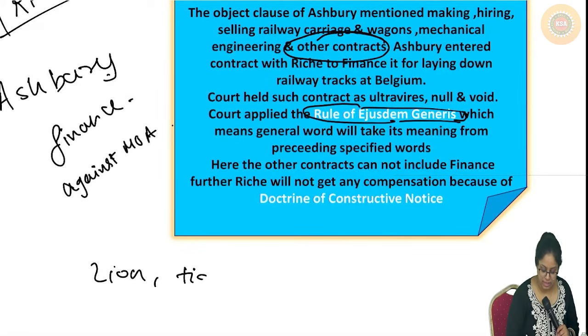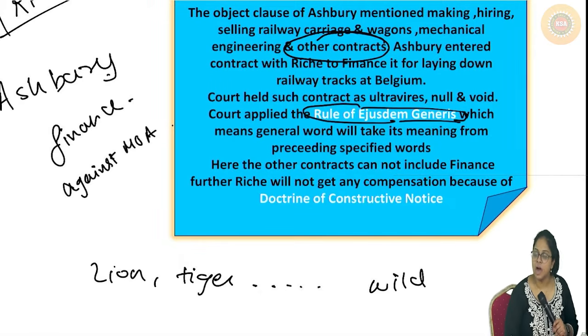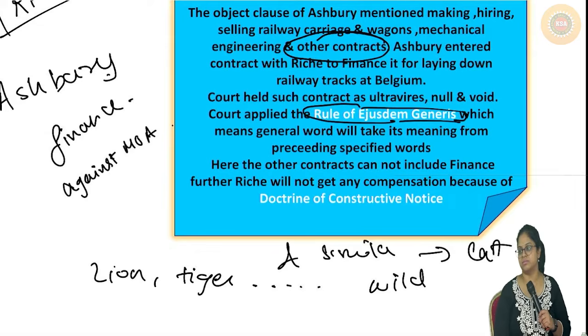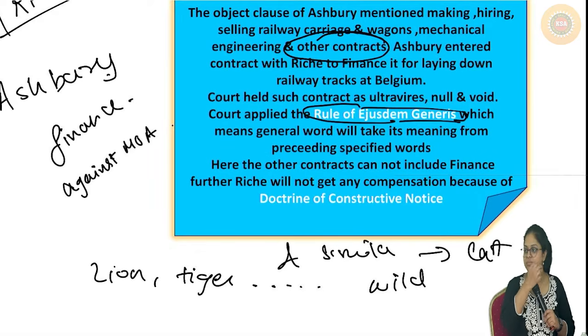Lion, tiger and all of this. Now these are what kind of animals? They are wild animals. Now can I say lion, tiger and similar animals? When I say that, does that include a cat? It's not a wild animal, right? Are you able to understand?